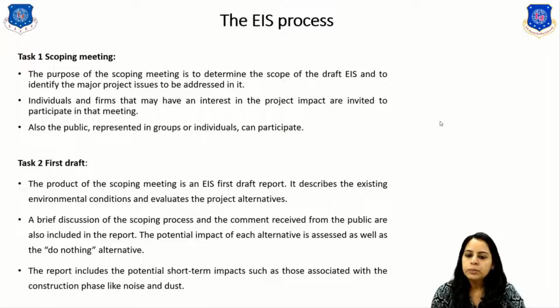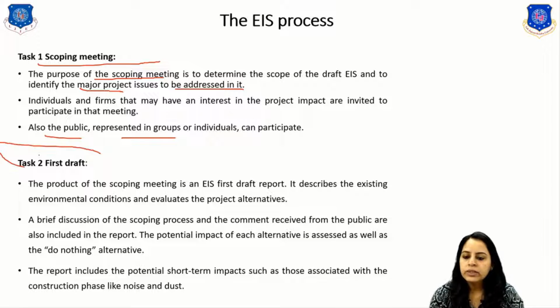Okay, the EIS process includes, first, Task 1, which is the scoping meeting. The purpose of the scoping meeting is to determine the scope of the draft EIS and to identify the major project issues to address in it. Individuals and firms that may have an interest in the project impact are invited to participate in the meeting. The public, represented as a group or as individuals, can also participate.